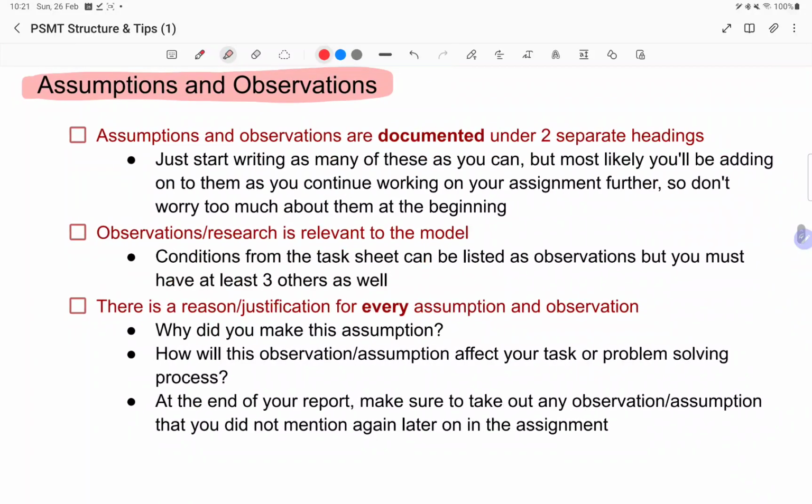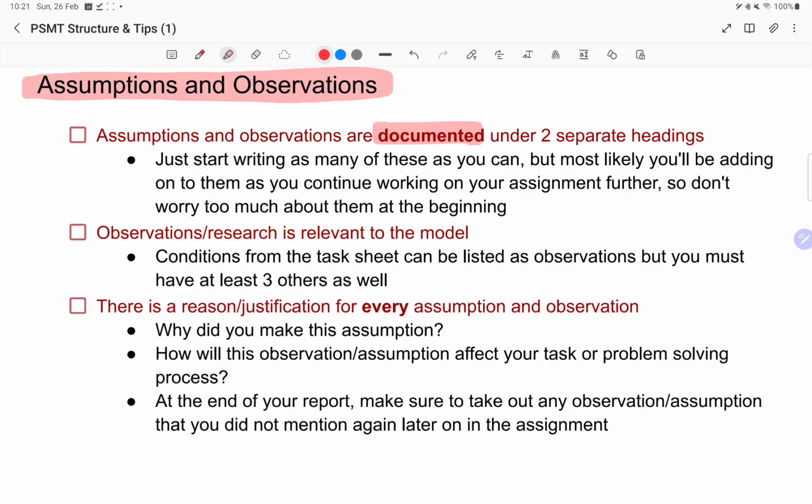Observations are what you see, what you notice when you're doing your research, normally straight from a website, straight from a YouTube video, or straight from your task sheet even. Assumptions are something you think of. The assumption is what you have to think about, and observation is what you see. So that's the main difference. Make sure you document them under 2 separate headings.